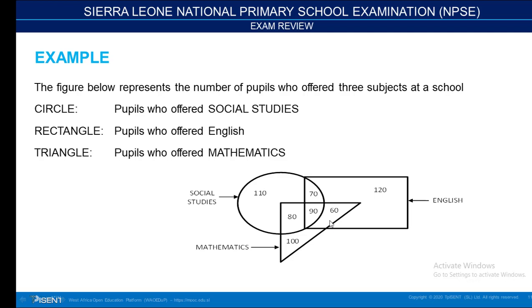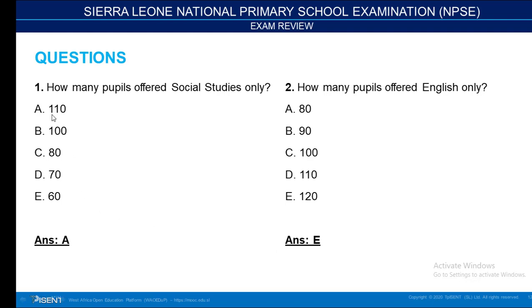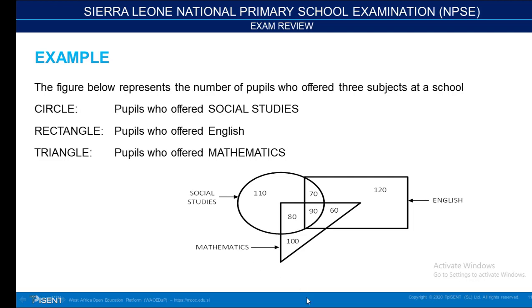So the only number that is found only in the circle and not in any other is 110, which means this is the number of pupils who offered social studies only. So this number is our answer. We look for the option that has 110. That is A. A is the correct answer in this case, because that is the number of pupils we have in the circle alone, not in any other shape.